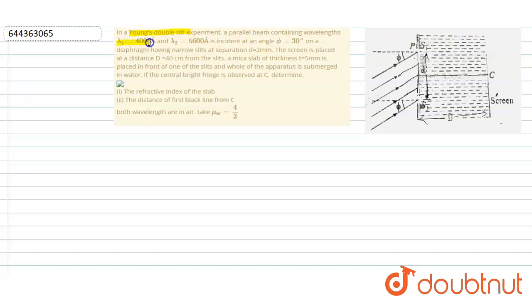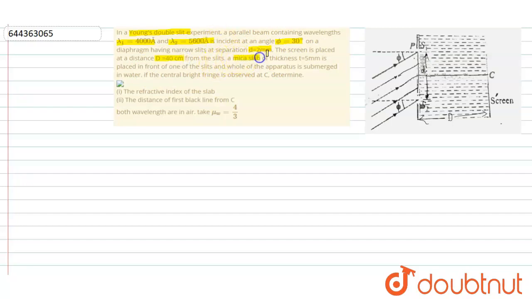Hello, in the question it is given a Young's double slit experiment. A parallel beam containing wavelengths lambda 1 = 4000 angstrom and lambda 2 = 5600 angstrom is incident at an angle phi = 30 degree on a diaphragm having narrow slits at a separation small d equal to 2 millimeter. The screen is placed at a distance capital D = 40 centimeter from the slit.